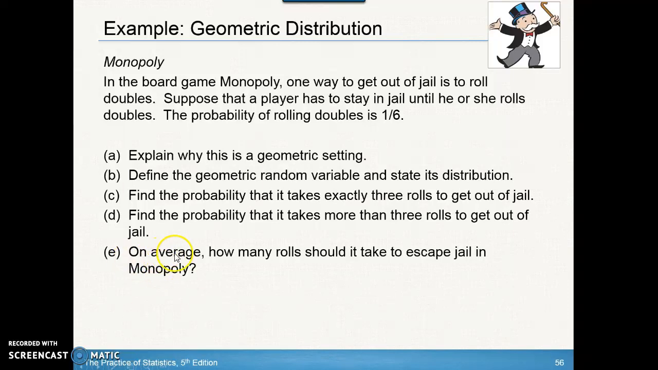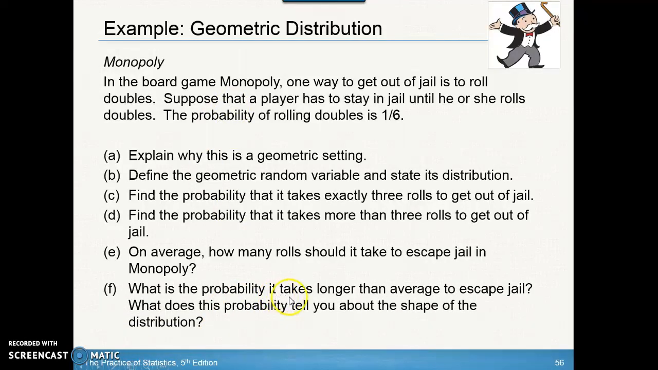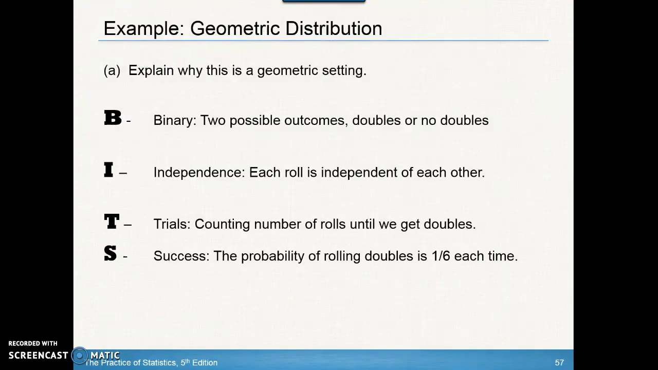And recognize that letter E is when it says on average, how many rolls should it take to escape jail? That's basically like saying on average, how long is it going to take to get your first success? Okay, and then the last question is, what's the probability that it takes longer than average to escape jail? What does this probability tell you about the shape of the distribution? So this letter F is still the probability that something is greater than something else. Okay, so let's just go through this one.